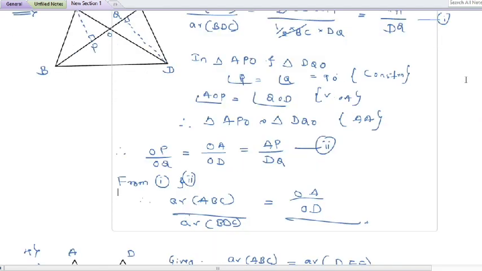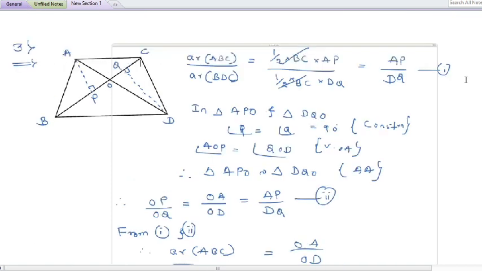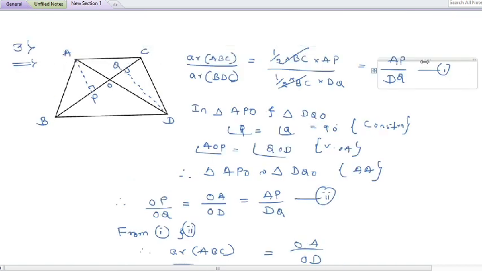Third problem. In figure 2.44, I have drawn the diagram. ABC and DBC are two triangles on the same base BC. On the same base BC, two triangles are there.